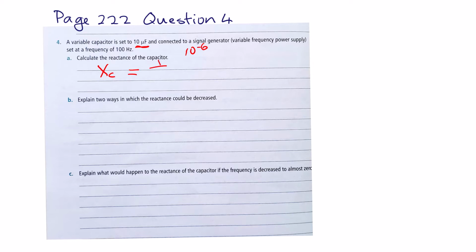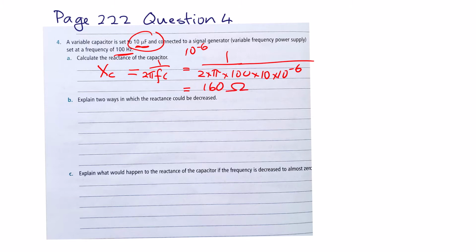So it's equal to 1 over 2 pi fC, which equals 1 divided by 2 times pi times a frequency of 100 Hertz times a capacitance of 10 microfarad. That's 10 times 10 to the negative 6, which is equal to 160. And what are our units for reactance? Remember, it's impedance, a resistance, so the units are going to be ohms.